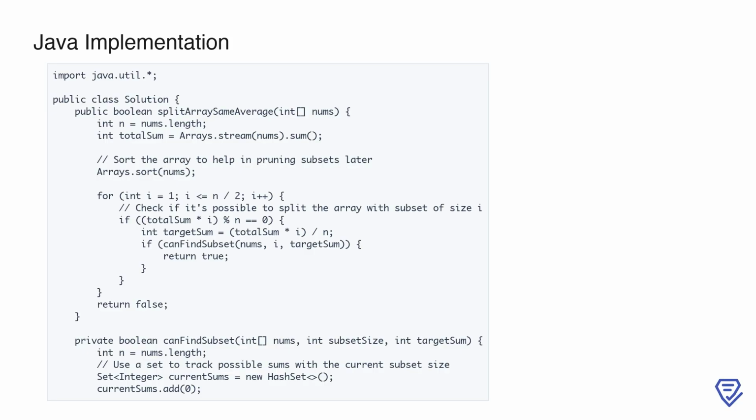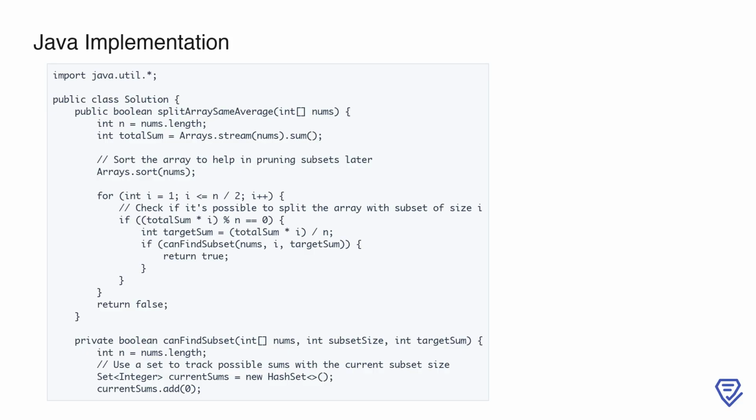For each subset size I, we check if the total sum multiplied by I is divisible by n. This ensures that splitting the array into subsets with the same average is mathematically feasible. If the condition is satisfied, we calculate the target sum for the subset, which is equal to total sum * I / n.